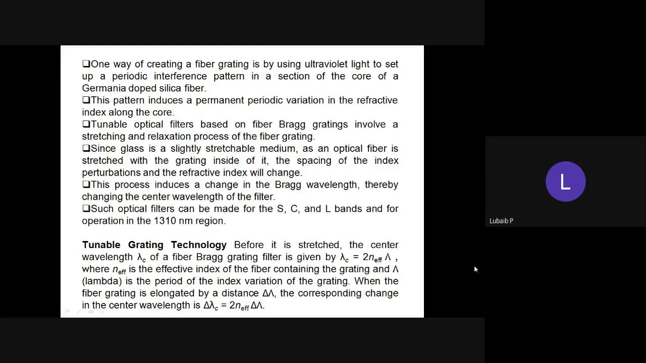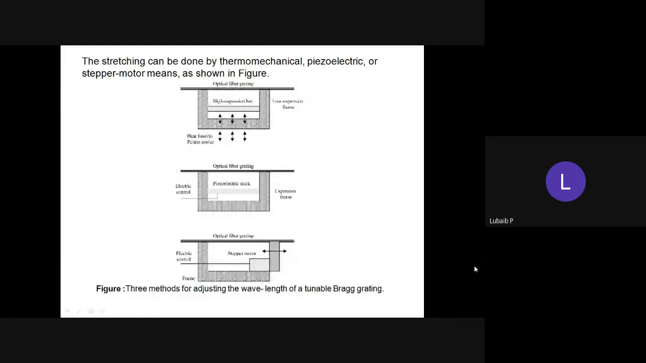This expansion results in a change delta lambda, that is, we can make a corresponding change in the center wavelength, delta lambda c equal to 2 n effective delta lambda. This expansion, elongation, or change in lambda can be produced by three methods. The stretching can be done by thermomechanical, piezoelectric, or stepper motor means. These are the three different techniques we can see in the figure.